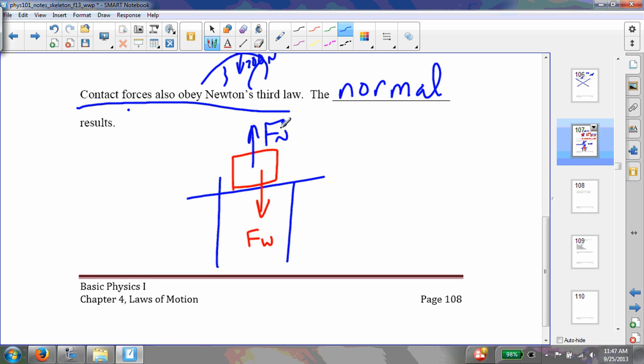Now, normal means perpendicular. And that's where this comes from. It is the same as perpendicular. That's the mathematical definition. And so this normal force is always perpendicular to the surface where the force is being applied, always perpendicular to the surface.